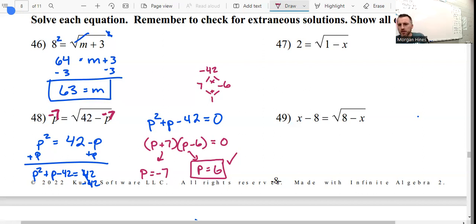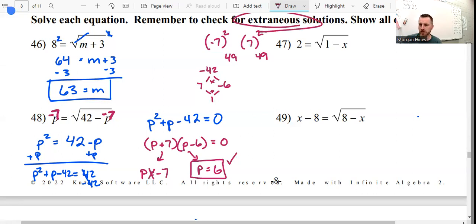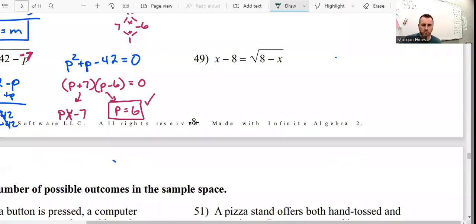Well, when you square something, the operation isn't able to distinguish any difference between negative 7 squared, which is 49, and 7 squared, which is 49. So what happens is we sometimes end up with a solution that appears to be a solution, but is actually not a solution. This is called an extraneous solution. And that's what we get in problem number 48. Just one second, we'll do number 49.